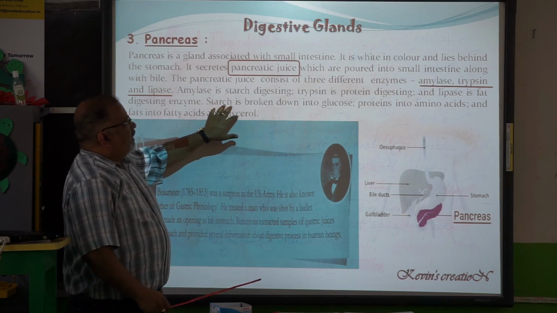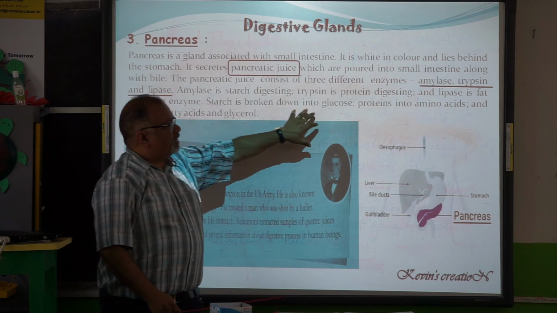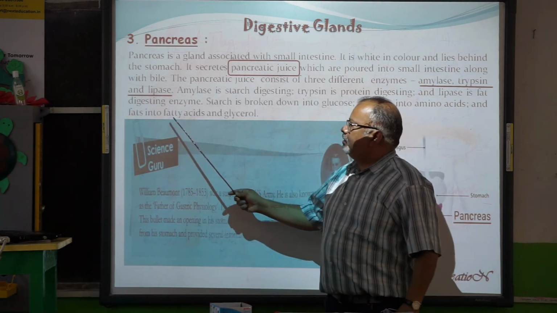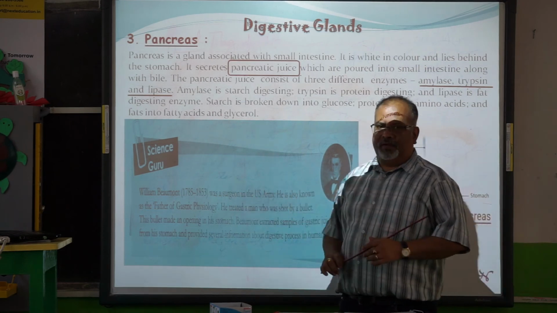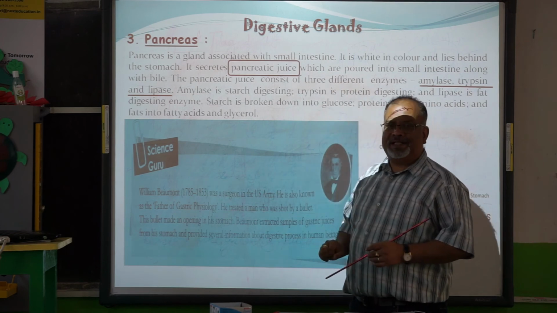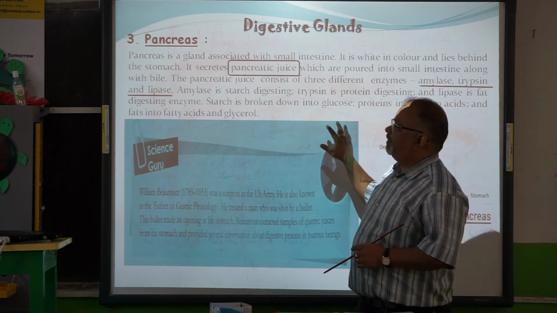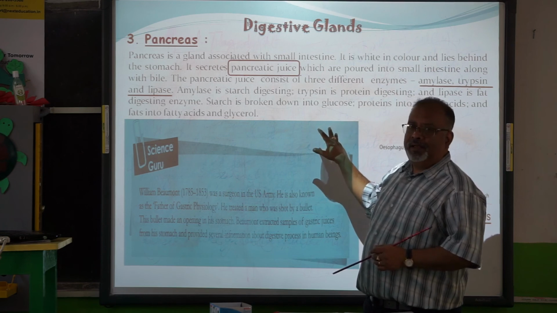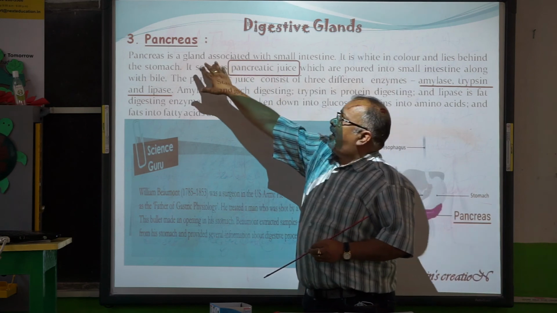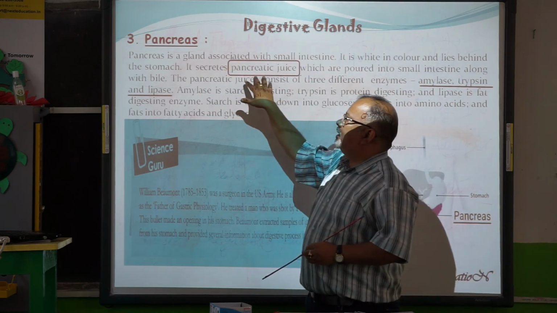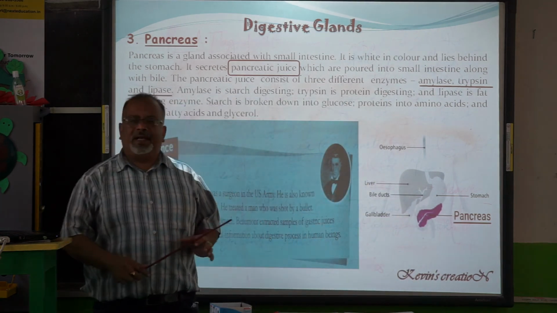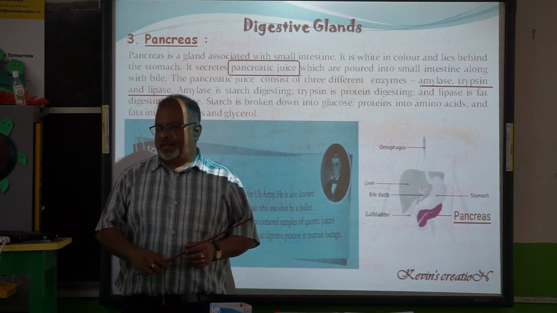What they do? They break down the starch into glucose, protein into amino acids and fats into fatty acids and glycerol. When you come to class 7 and 8, you will study about all these things in details with the chemical formulas. Okay? So very important. Anyway, for you, only you have to remember pancreas. It's a digestive gland which secretes pancreatic juice which contains three enzymes, that is amylase, trypsin and lipase.